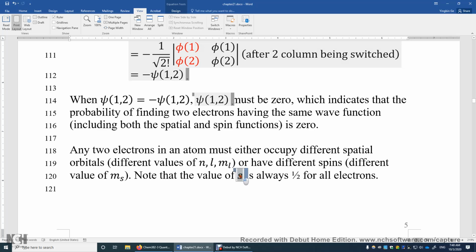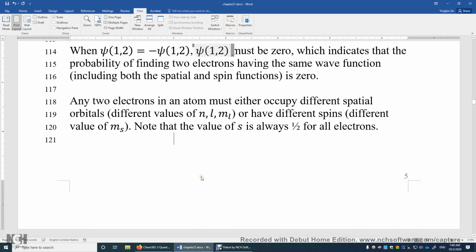Oh, but I just want to remind you, in many general chemistry textbooks, they don't mention this S. This S is the magnitude of the vector of electron spin in 3 dimensions. The value of this quantum number is always positive 1/2 for all electrons.